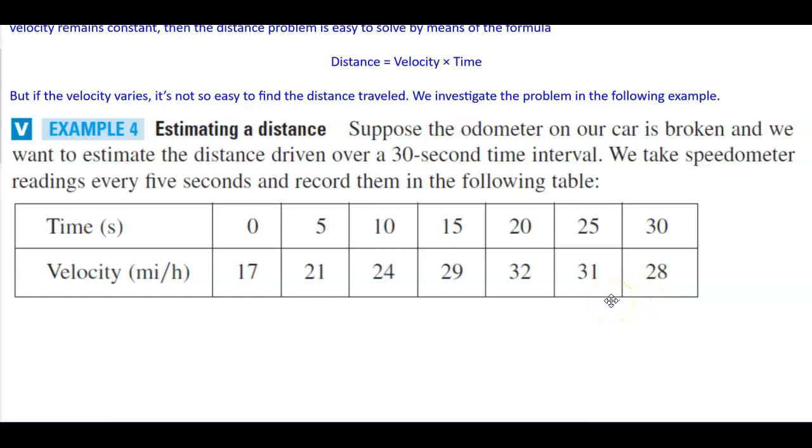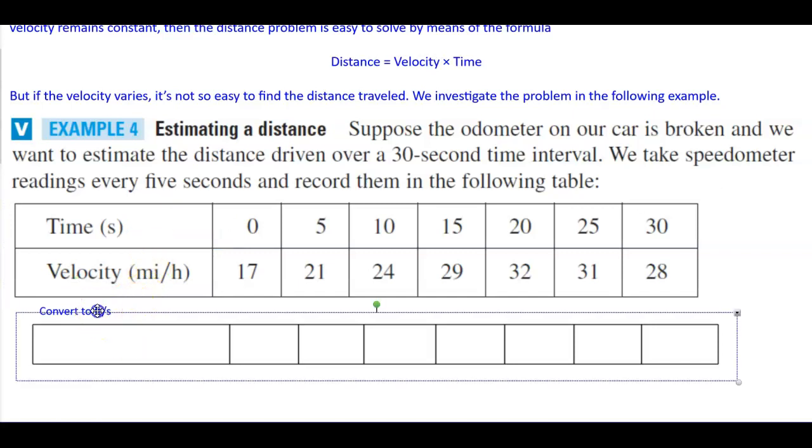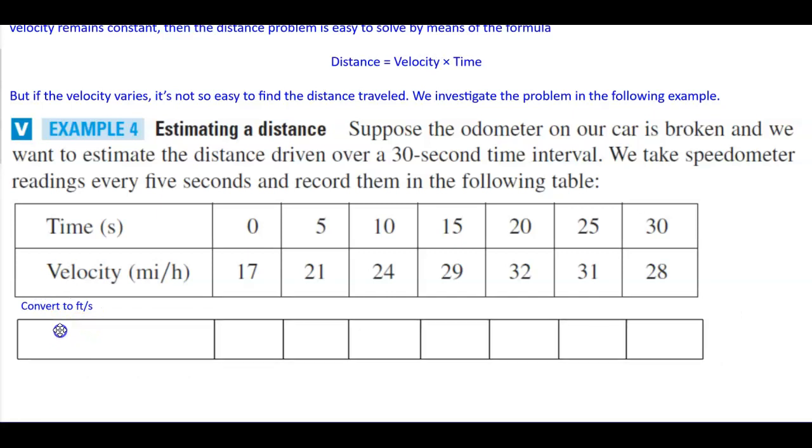So the first thing we want to do is convert this to feet per second. So in order to convert, we want the velocity to be in feet per second. Therefore, we would get 25, 31, 35, 43, 47, 46, and then 41.